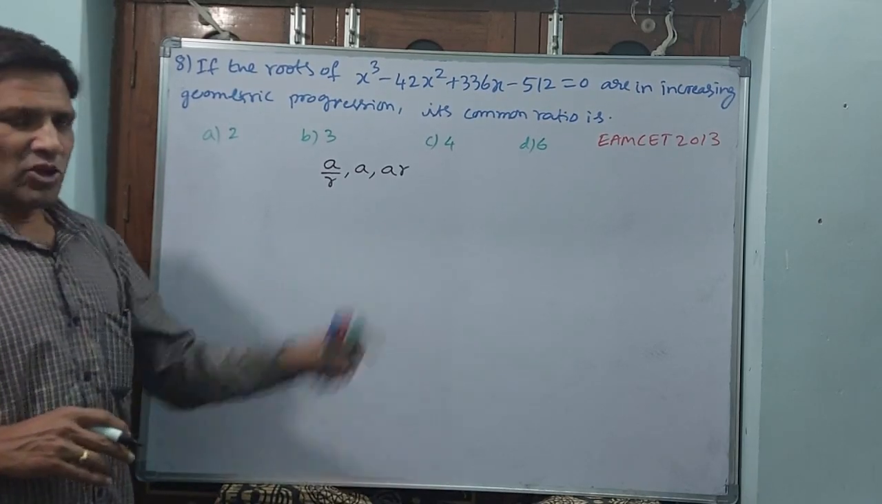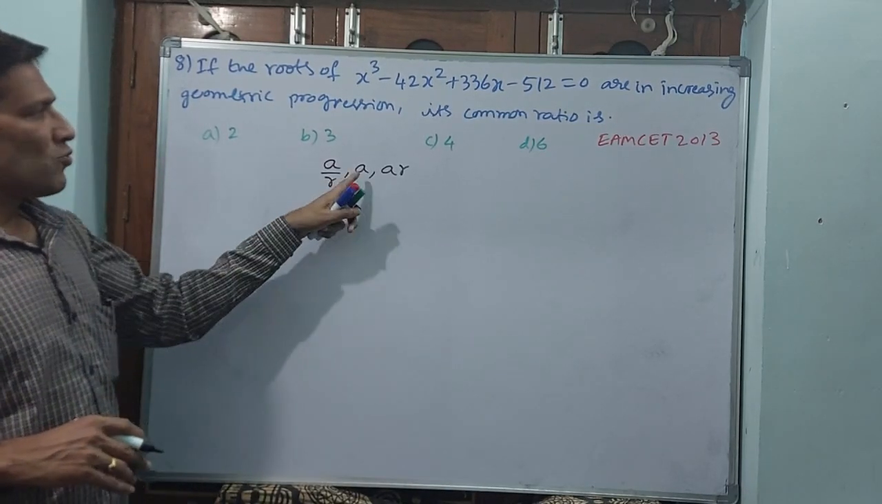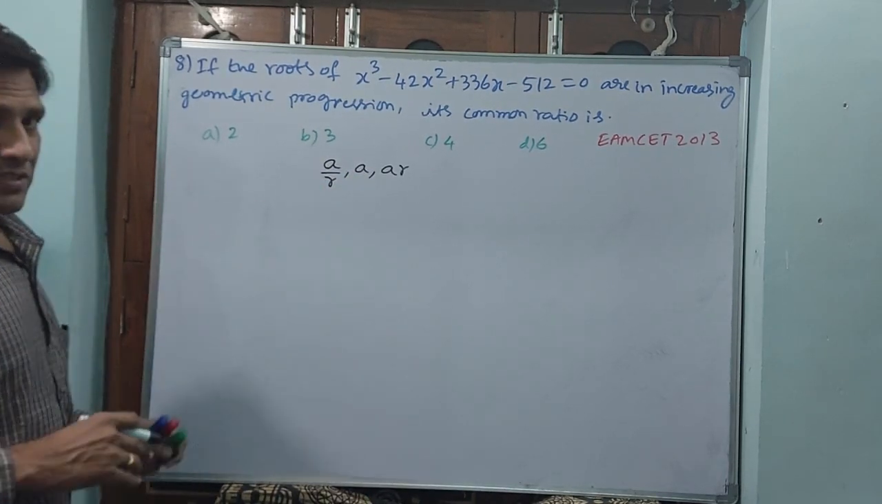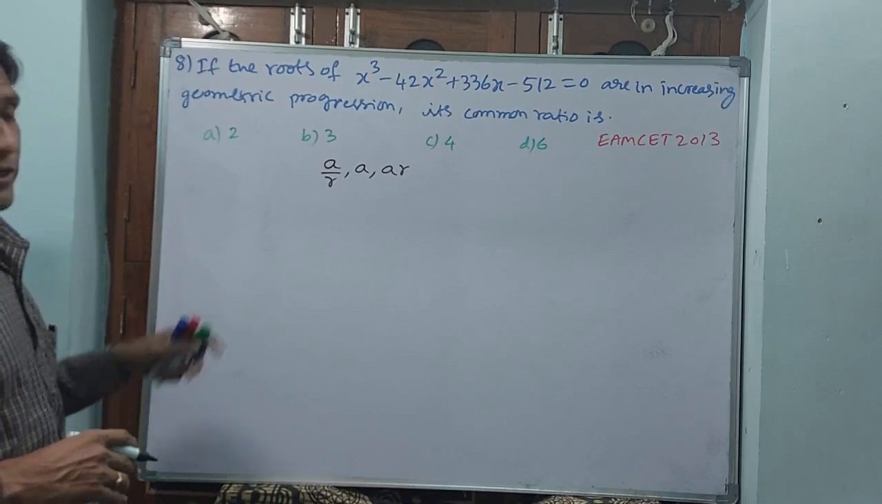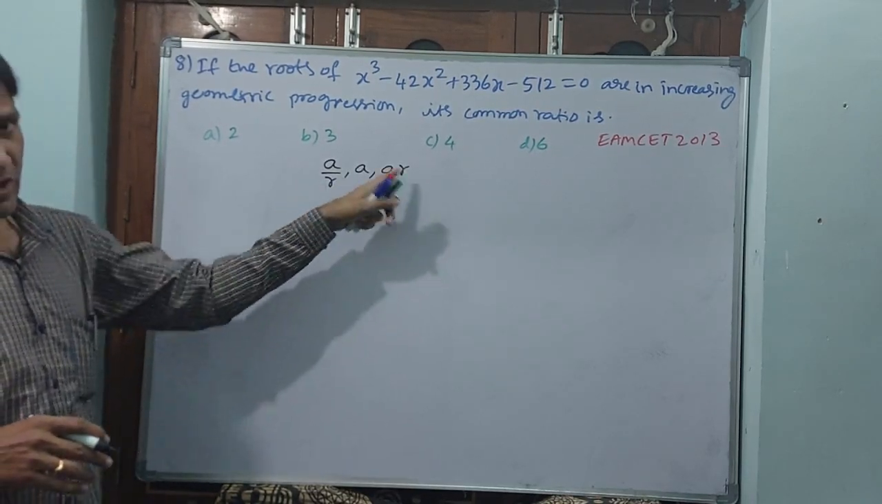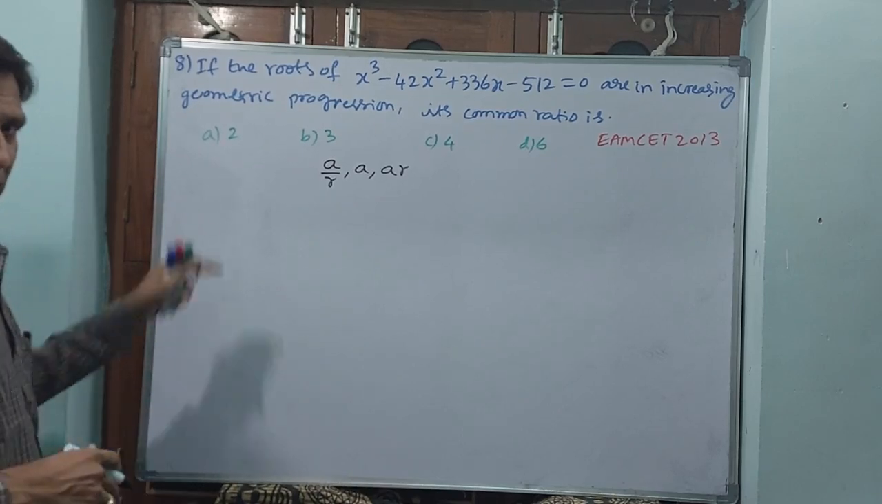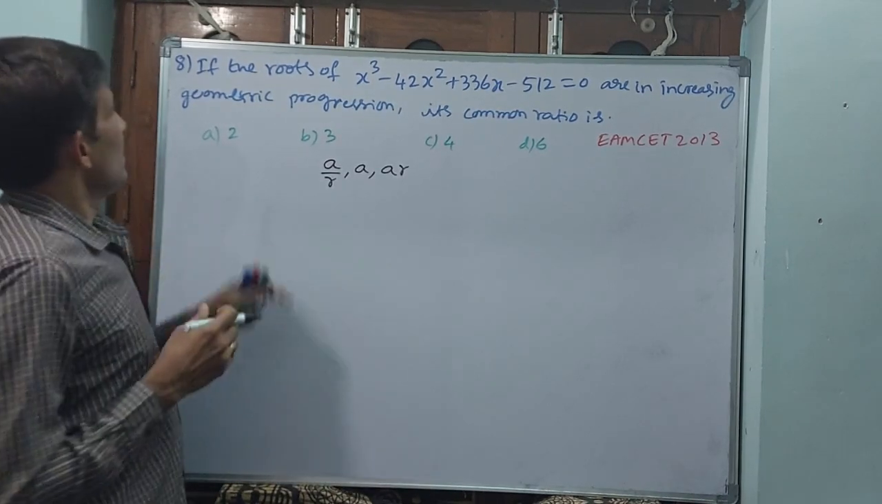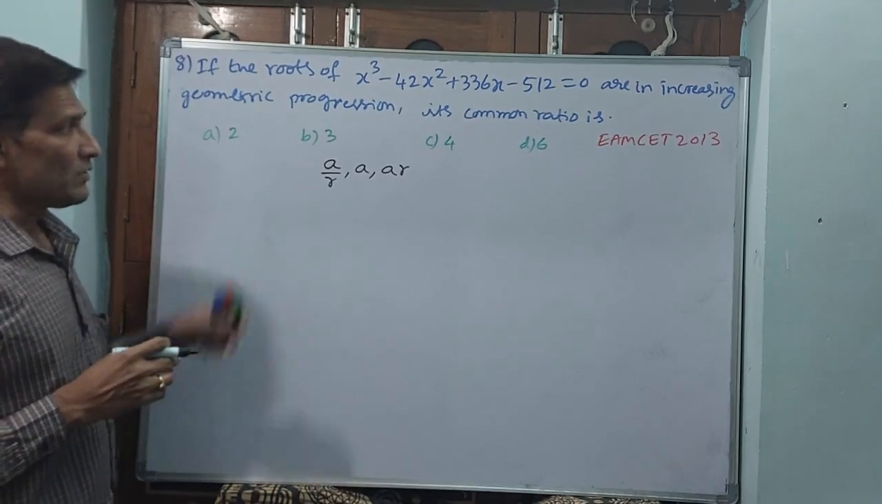Now, are these in geometric progression? Yes, sir. What is the root? A by R, A, AR is the root. But if you see what this is, if you go for multiplication, A by R into A into R, that means A cube will come. R are going to get cancelled. That is the advantage. That is why I have asked you to take this one.